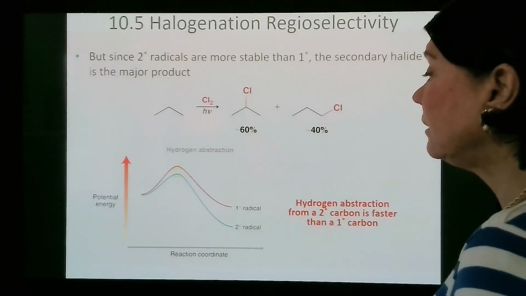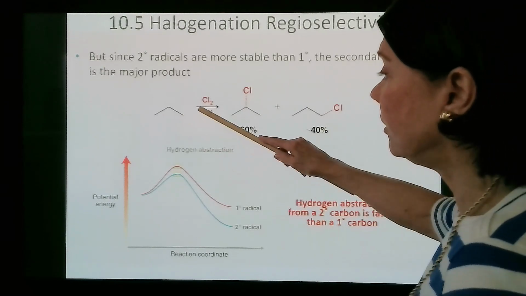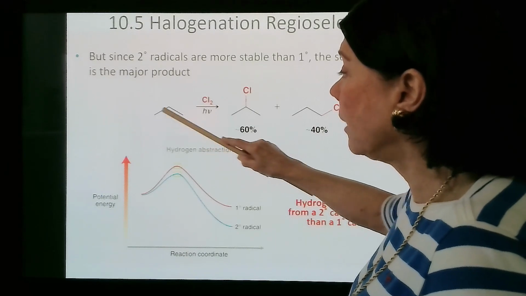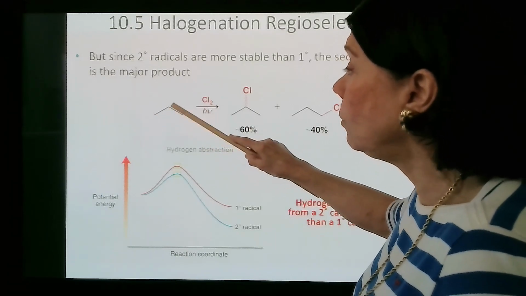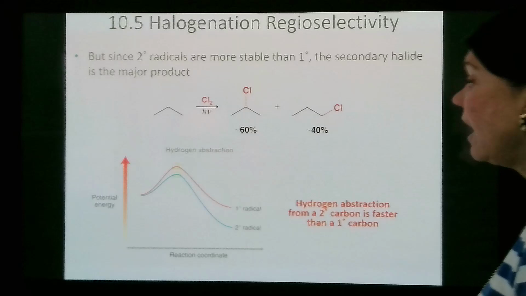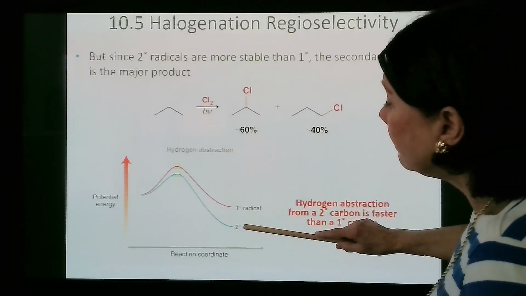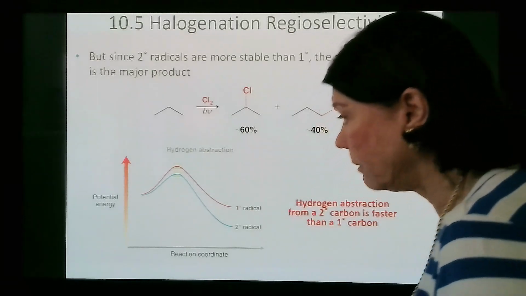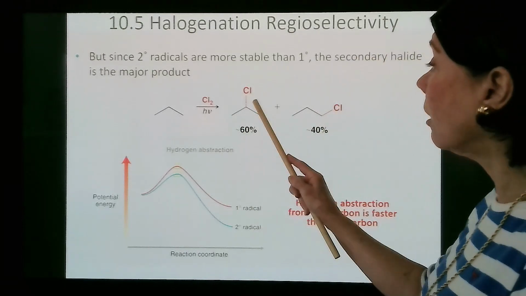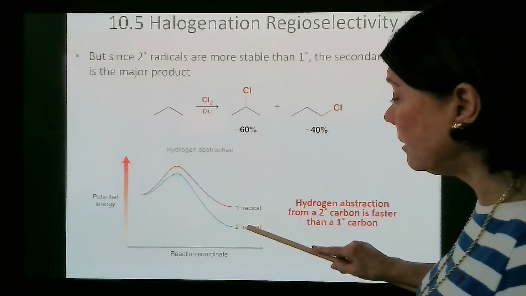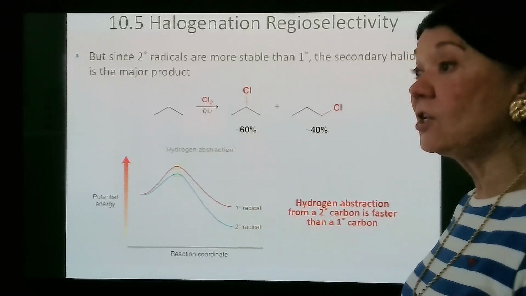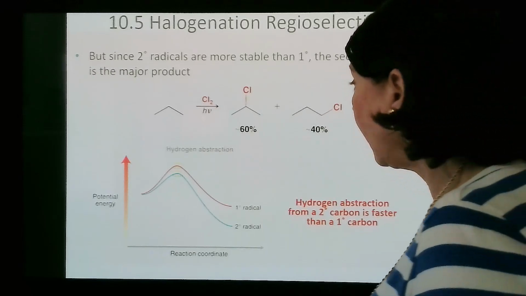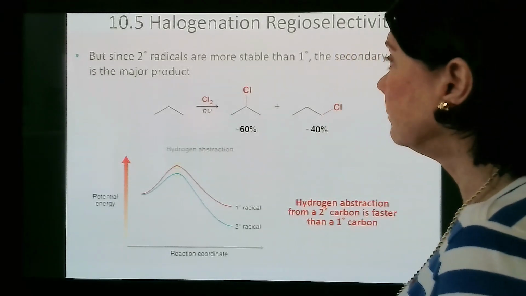Okay, so there are 2 things influencing that. One is the statistical effect of having 6 primary CH bonds and only 2 secondary CH bonds. And the other one is the stability of the secondary radical versus the stability of the primary radical. So 2 things are influencing this. And obviously the stability of the radical has a much greater effect. Okay? So that's what you're seeing here.